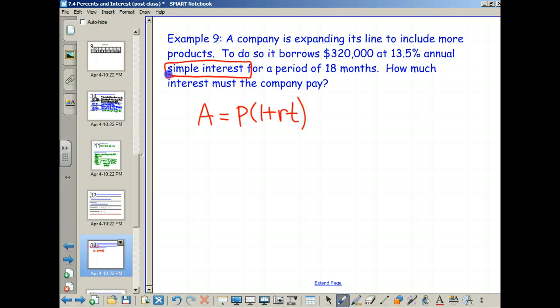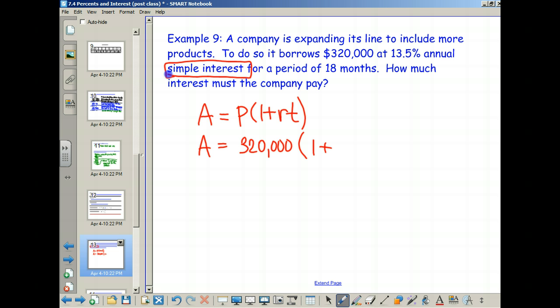So this T is not 18. What is it? 1.5. T is always measured in years. So A is what I don't know. It's not exactly what I'm looking to find, but we'll deal with that in a minute. But it's something I don't know right now, which they owe back at the end of this time frame. I do know that they're borrowing $320,000.